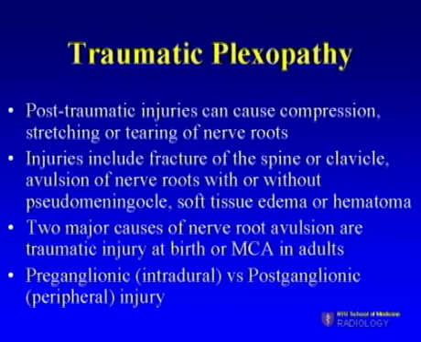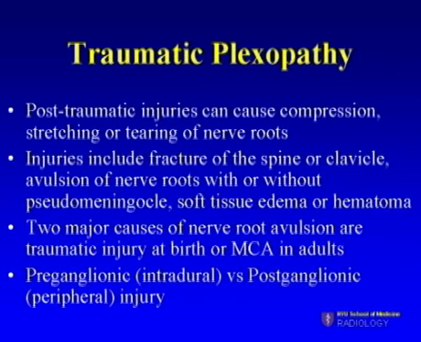Traumatic plexopathies are about 50% of brachial plexopathies. Post-traumatic injuries can cause compression, stretching, or tearing of nerve roots. Injuries include fracture of the spine or clavicle, avulsion of nerve roots with or without pseudomeningocele formation, soft tissue edema, or hematoma. The two major causes of nerve root avulsion are traumatic injuries, typically at birth or usually in young adults involved in motorcycle accidents.